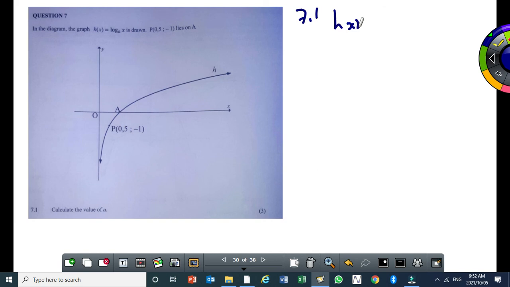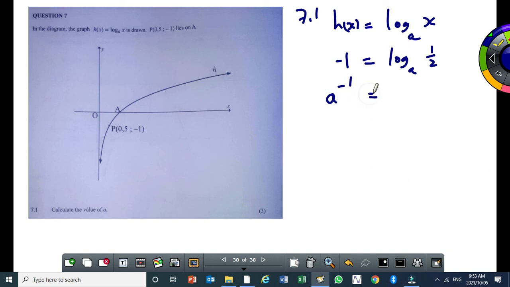So you have h of x equal to the logarithm to base a of x. So you substitute y equal to minus 1. Then you substitute x equal to 0.5, which is a half. To solve, you have to convert your logarithmic form to exponential form. The base of the logarithm is also the base of the exponential. So this becomes a to the power of minus 1.